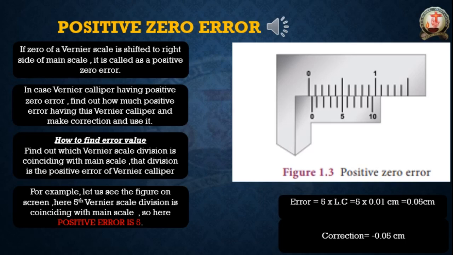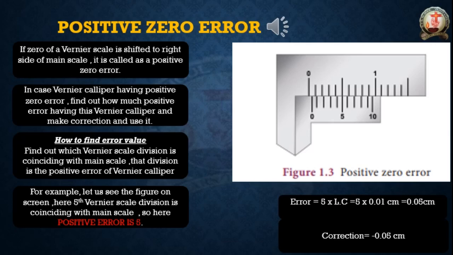Find out which vernier scale division is coinciding with the main scale. Vernier scale divisions are nothing but lines. How many divisions are there on the vernier scale? 10. So find out which vernier scale division is coinciding with the main scale. Please see the figure.